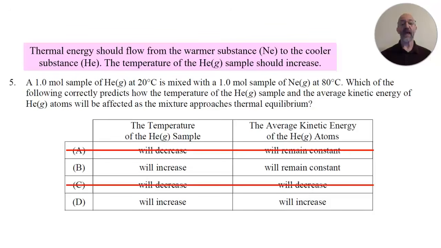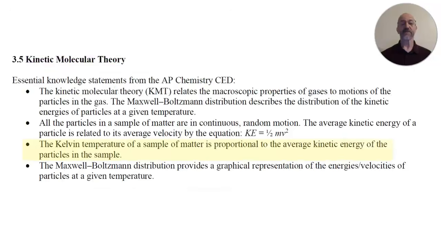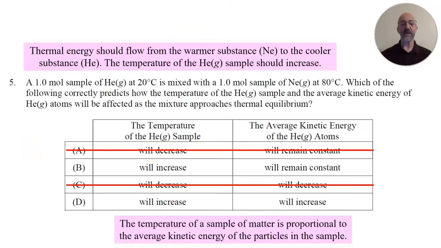Now, with respect to the average kinetic energy of the helium atoms, I'm going to remind you of something I had presented in an earlier lesson in AP Chemistry Review and Practice. This was when I was discussing topic 3.5, kinetic molecular theory. And one of the essential knowledge statements is that the Kelvin temperature of a sample of matter is proportional to the average kinetic energy of the particles. So that means higher temperature, higher average kinetic energy. So looking at the two choices, B and D, since the temperature of the helium sample is increasing, the average kinetic energy of the helium atoms will also increase.